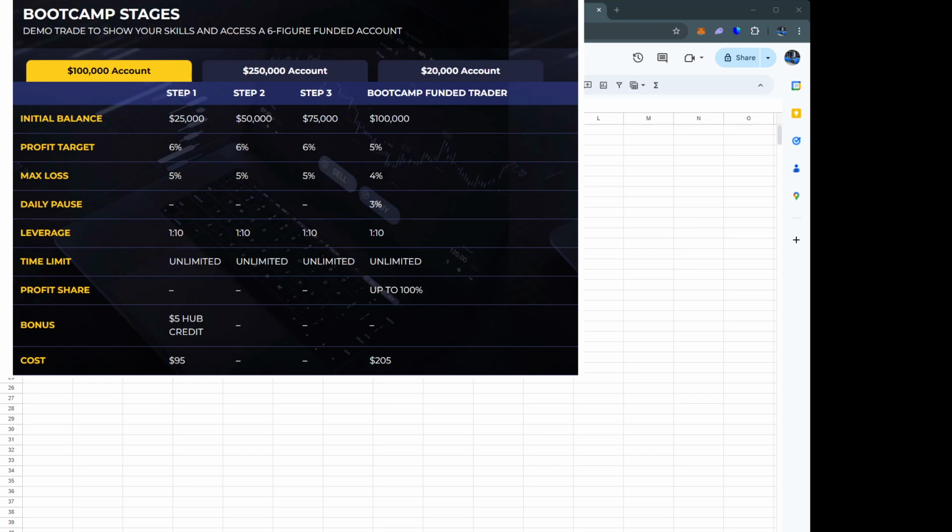In this challenge there are 3 steps. Most of the challenges are in 2 steps, but okay, this is easier because we have profit target 6% and max loss 5%, and there are no daily or total stop loss. The max daily is 5%. If you lose 5% of the account, it's over.